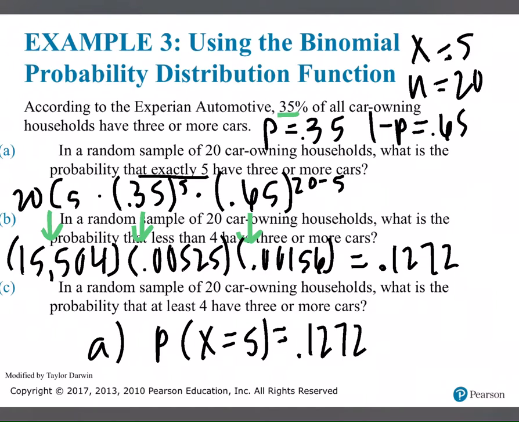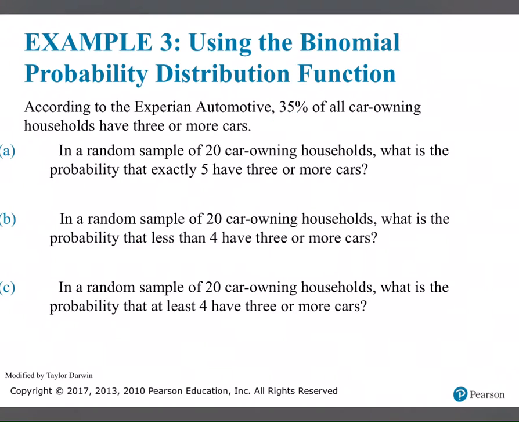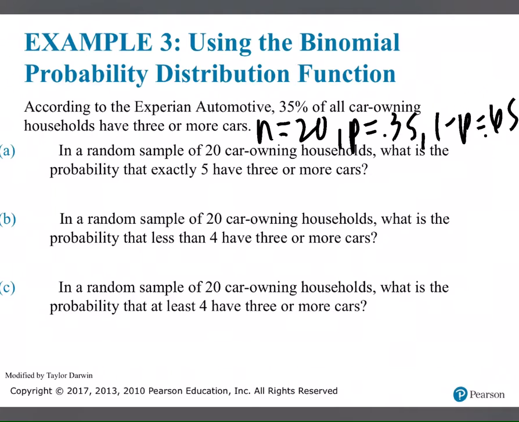Okay, so we're basically plugging it into that formula every time, and I'm going to have to erase this because the next one's really long. Okay, still same information: n is still 20, P is still 0.35, and 1 minus P is still 0.65. Sorry. B says, in a random sample of 20 car-owning households, what is the probability that less than 4 have 3 or more cars?